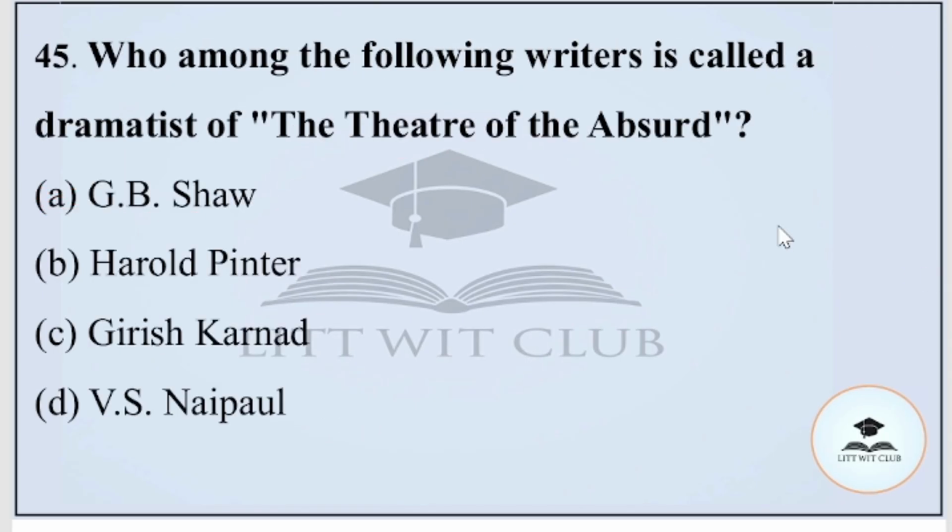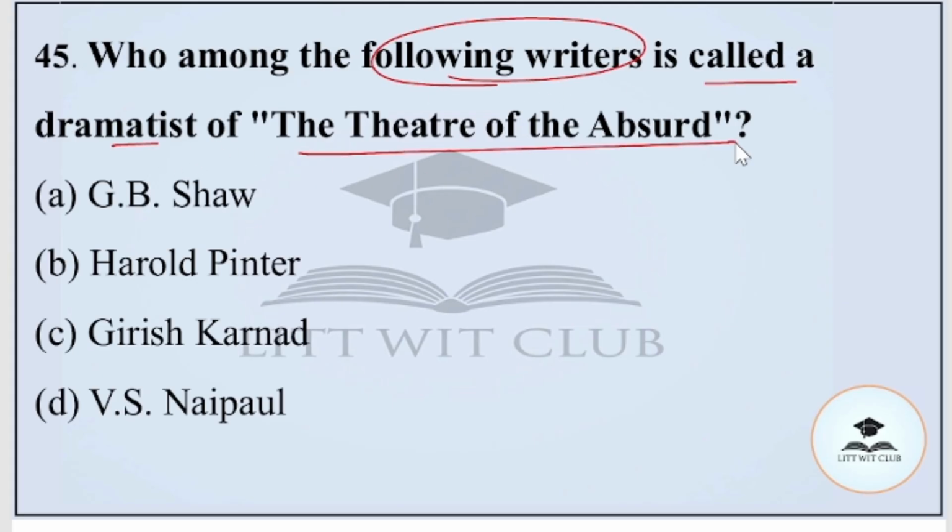Question number 45. Who among the following writers is called the dramatist of the theatre of the absurd? Options are G.B. Shaw, Harold Pinter, Girish Karnad, or V.S. Naipaul. And the correct answer is option number B, that is Harold Pinter.